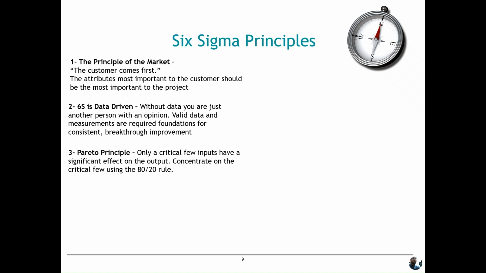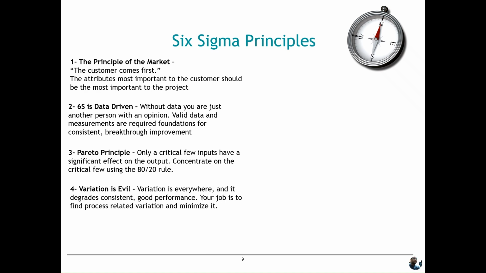Variation is evil. We should have consistent output. The customer sees the variation first in your performance and then the out of control parameters. So Six Sigma basically tries to reduce the variation in your processes. Stability is important. Once you have achieved the outcome, it should be stable. It should be sustainable as well for the long term.